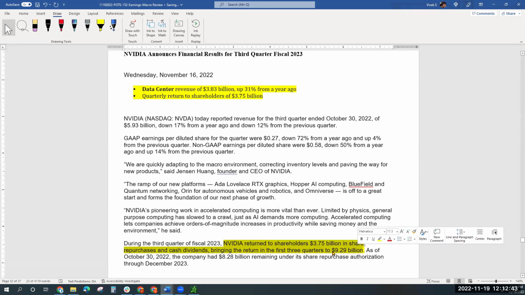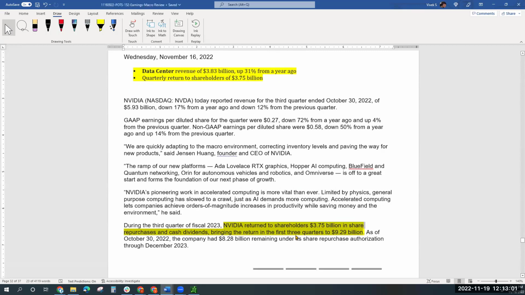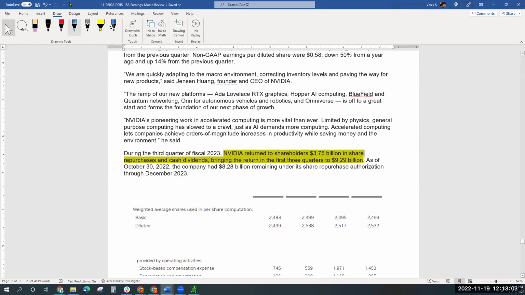bringing the return for the first 3 quarters to 9.29 billion. So if I take the same average, maybe they'll have almost $13 billion of return to shareholders this year. But if you really look at it, if you bought back shares, I don't see much difference in the share count. These are the diluted share count. Not much has changed.